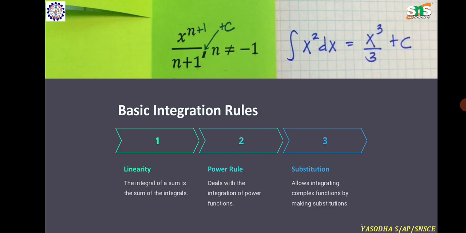Next, basic integration rules. The integral rules are used to perform the integral easily. They are used to integrate different types of functions. First, if the function is in the form of addition or subtraction, we use the linearity rules. If the function is a power function, then we can use the power rule. When the function is difficult, we use the substitution method to solve it very easily.